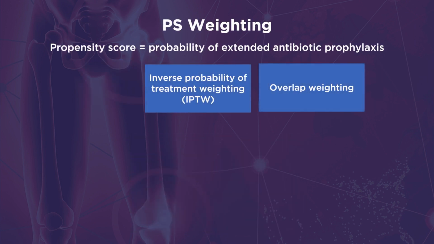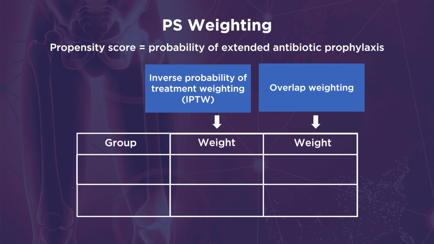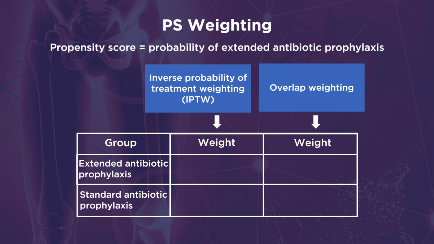To clarify these techniques, consider this example. In a retrospective study of patients undergoing primary total hip arthroplasty, patients who received an extended course of antibiotic prophylaxis will be compared to patients who received standard antibiotic prophylaxis. A propensity score is created representing the probability that a patient received an extended course of antibiotic prophylaxis.